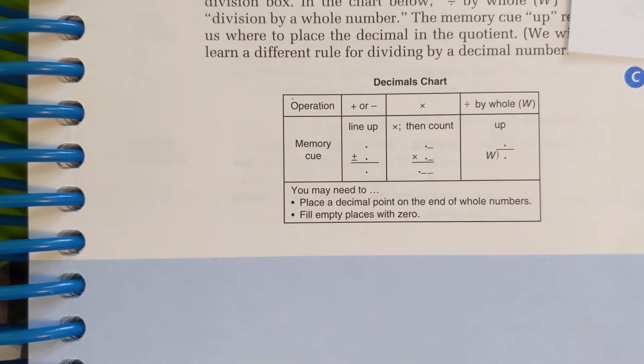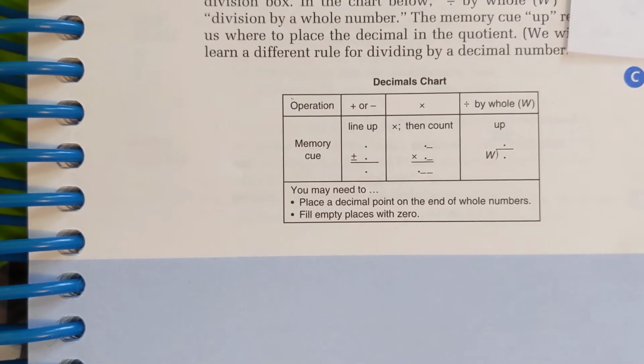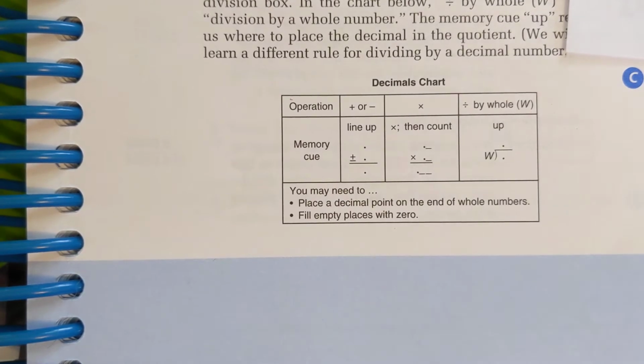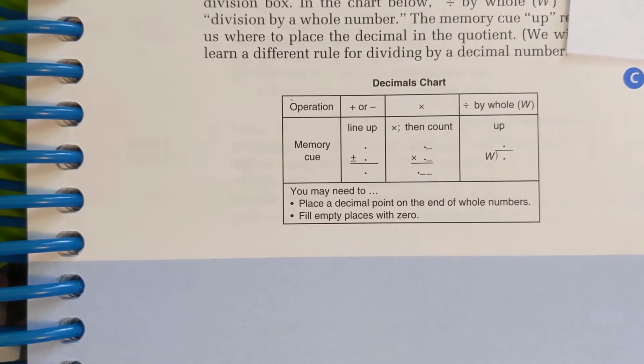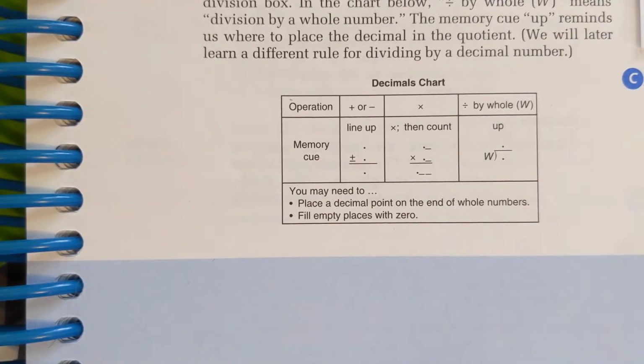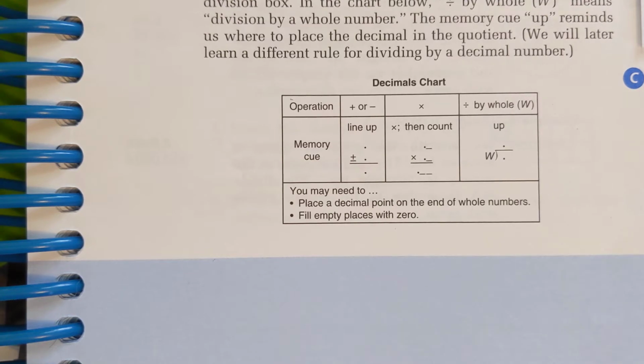Lesson 117. Okay, we're going to talk today about dividing a decimal number by a whole number. When we divide a decimal number by a whole number, it's kind of like dividing money by a whole number. The decimal point in the quotient is directly above the decimal point inside the division box.